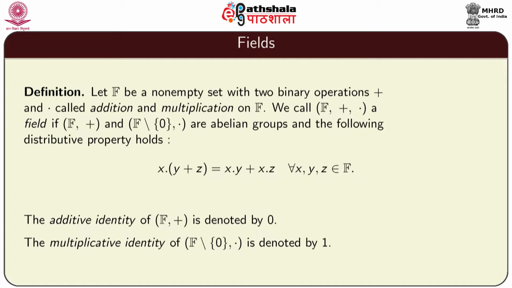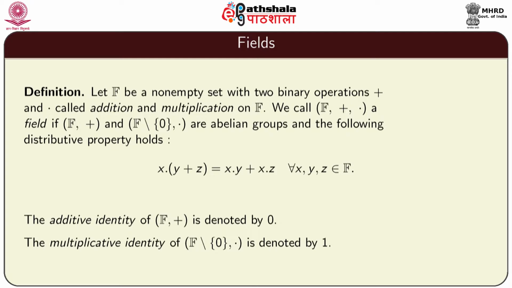Now, this triplet (F, plus, dot) is called a field if (F, plus) and (F minus 0, dot) are abelian groups and plus and dot are related by the following distributive property, that is x dot (y plus z) is equal to x dot y plus x dot z for every x, y, z in F.